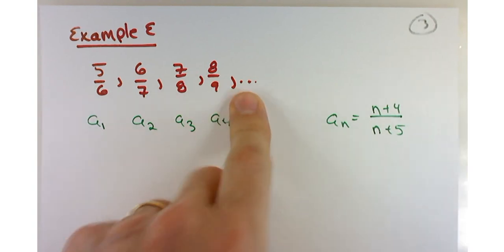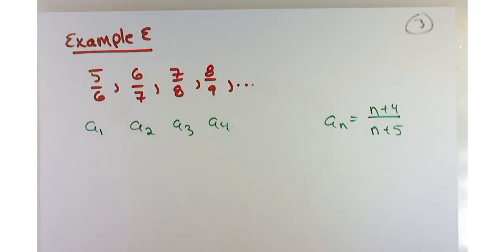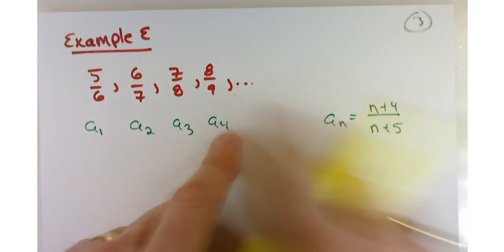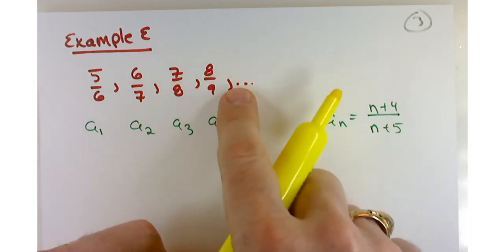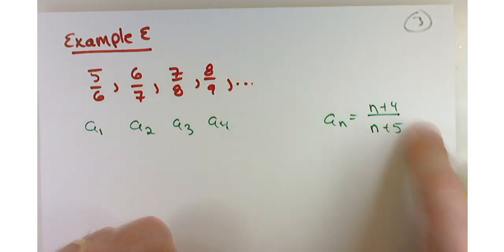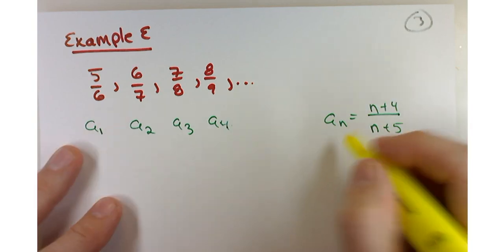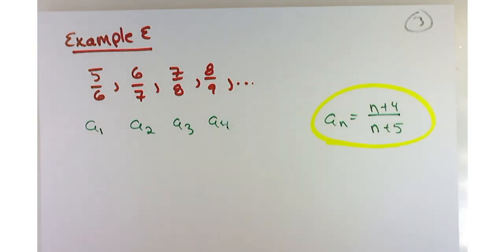And you can kind of see that right over here. You can kind of predict what the next term is going to be, but it's nice that you've got an explicit expression for this. And that's all they're looking for in example E, is what is that explicit expression?